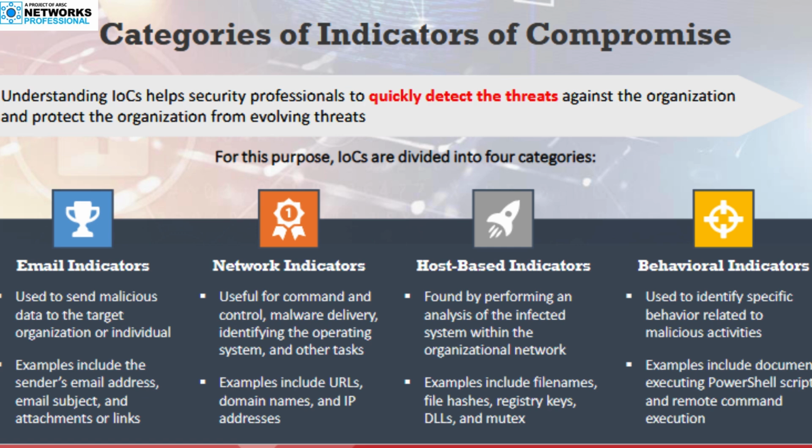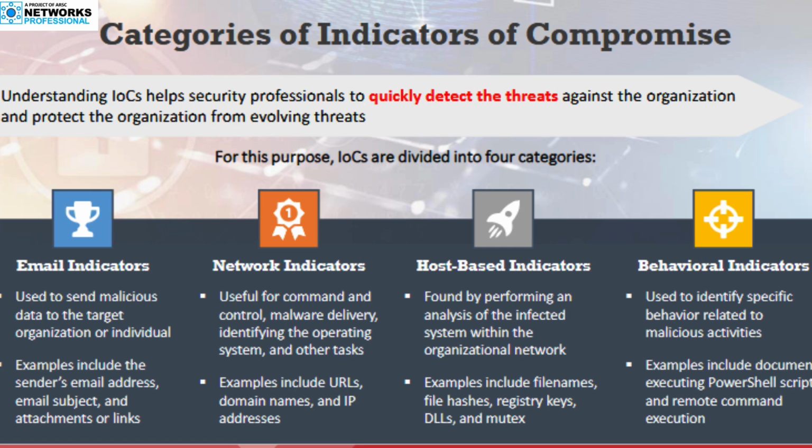Email indicators. Attackers usually prefer email services to send malicious data to the target organization or individual. Such socially engineered emails are preferred due to their ease of use and comparative anonymity. Examples of email indicators include the sender's email address, email subject, and attachments or links.